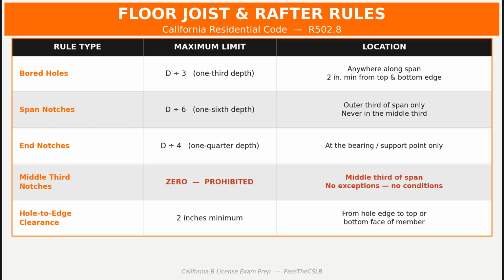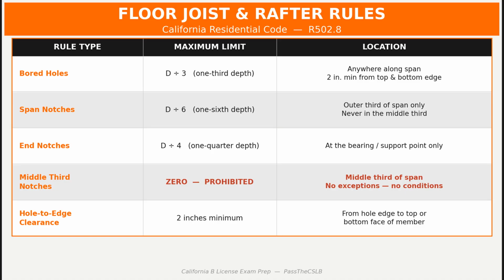Maximum bored hole diameter in a 2x10 floor joist. Actual depth is 9¼ inches. 1/3 of 9¼ is approximately 3 1/16 inches. Maximum span notch depth in a 2x8 joist. Actual depth is 7¼ inches. 1/6 of 7¼ is approximately 1 3/16 inches.